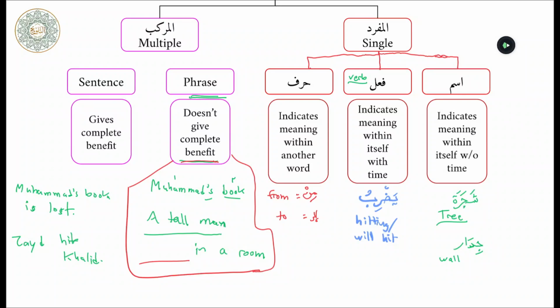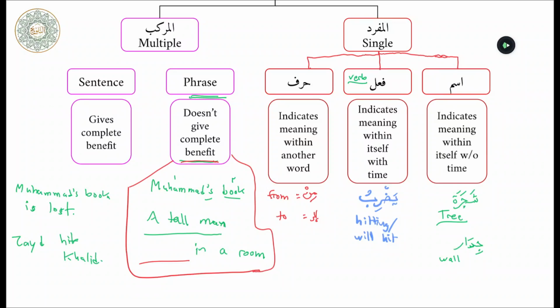All right. Now let's understand. Using these English examples we have in front of us, we're not going to use Arabic examples yet because I want you to understand this in English first, and then bi'idhnillah later on, we'll cover this in Arabic as well. Let's take a look at these words in the phrase and sentence section, and just determine whether these words are ism, fi'l, or harf. So first, let's take a look at Muhammad's book. We'll leave the apostrophe s for now.